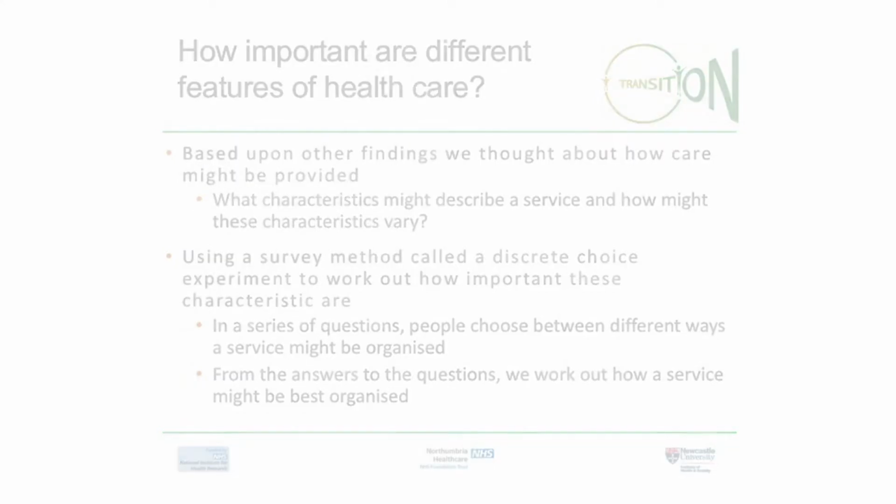Many of you will probably have experienced one of these in a marketing exercise, because they're very commonly done. They're almost exclusively done for any Google service, pretty much in the world; they use these techniques to work out how best to organise that service. We used this approach to understand how important these different characteristics were to the young people themselves. We did that by asking them a series of questions, as part of the longitudinal study, asking them to make choices about different ways services might be organised. And from that, we could work out how a service could best be organised.